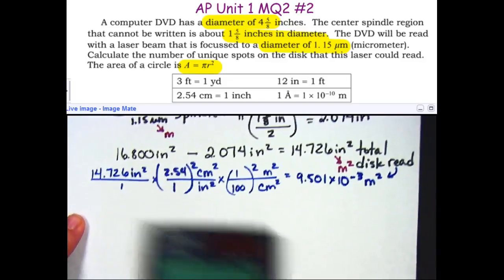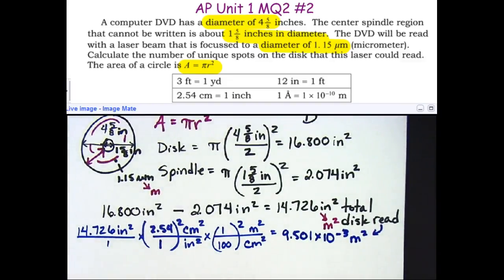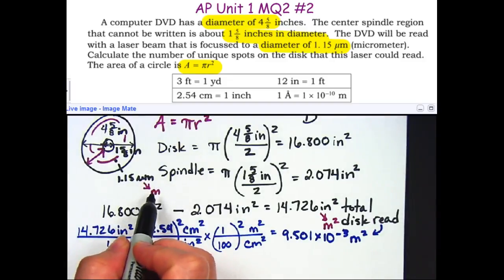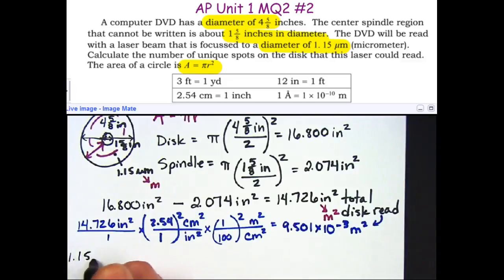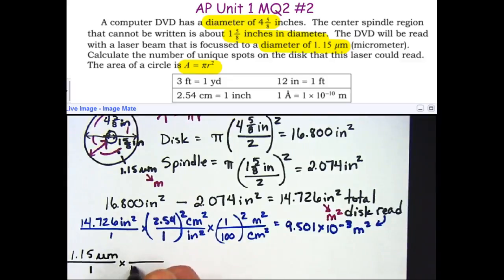Now, we'll go ahead and find the area of the laser that we're using. So now, I'm going to take this 1.15 micrometers and change that into meters. 1.15 micrometers over 1. 1 times 10 to the 6 micrometers is equal to 1 meter. And so that'll give us 1.15 times 10 to the negative 6 meters, and that's going to be the diameter of the laser.